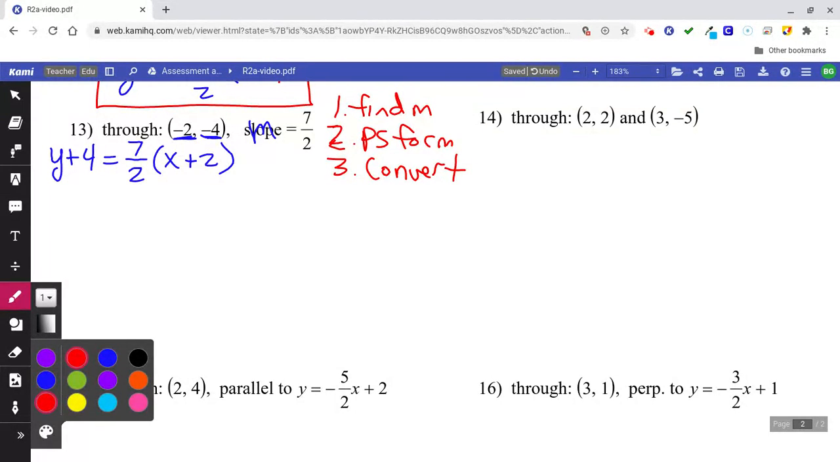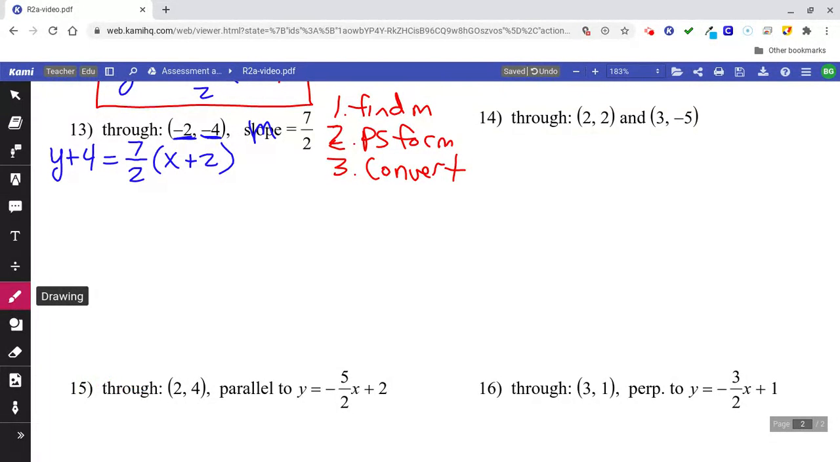Now remember my fraction trick. Those of you that aren't good with fractions, let's multiply both sides by 2 so we don't have to deal with that fraction. You still distribute over here. That's going to give me 2y plus 8. And you'll have to distribute whatever's left. Distribute the 7, you get 7x plus 14.